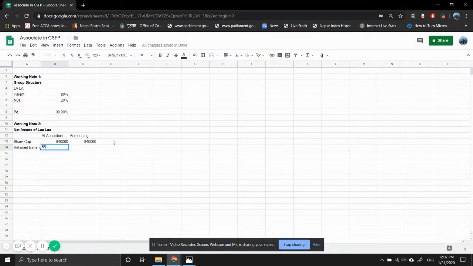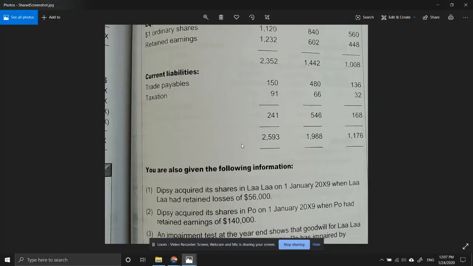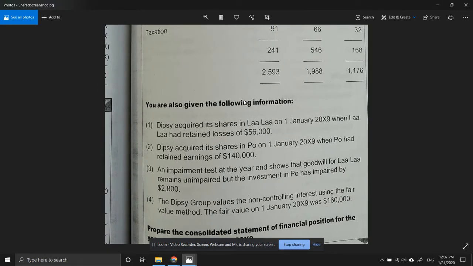56,000, which is minus, and then after that the other figure being 602,000, right? And then after that, do we have any other things in adjustments such as fair value adjustments, excess depreciation? So Dipsy acquired its shares in 4, had a retained earning of this, okay, so that's not really necessary right now.